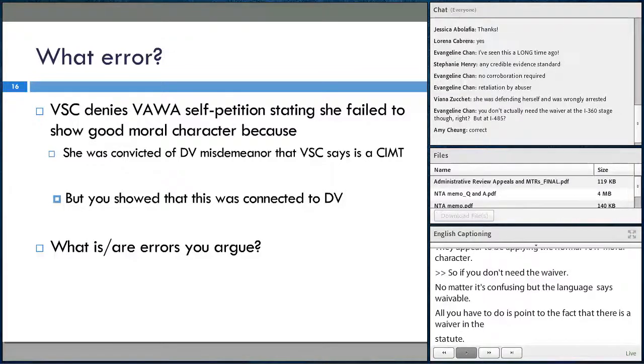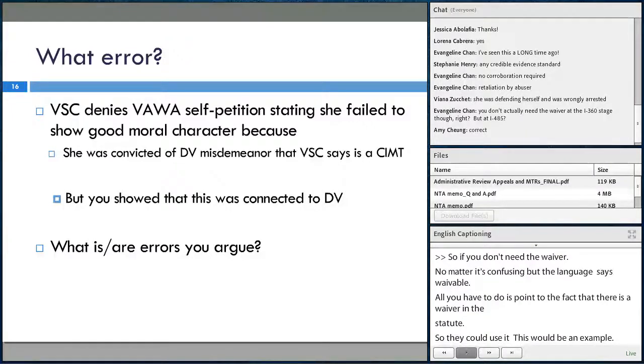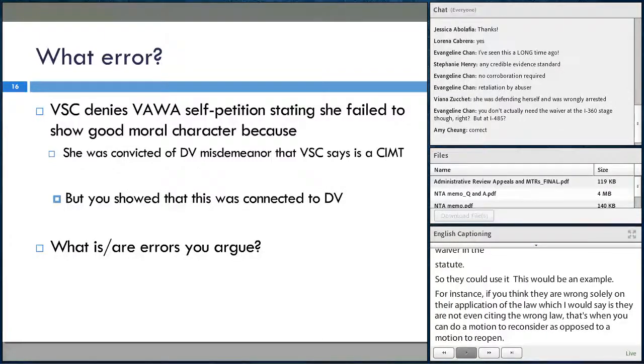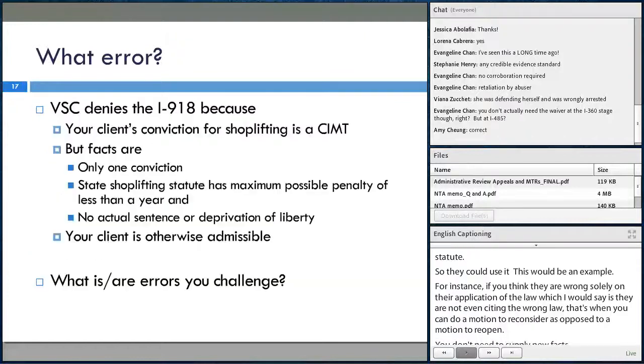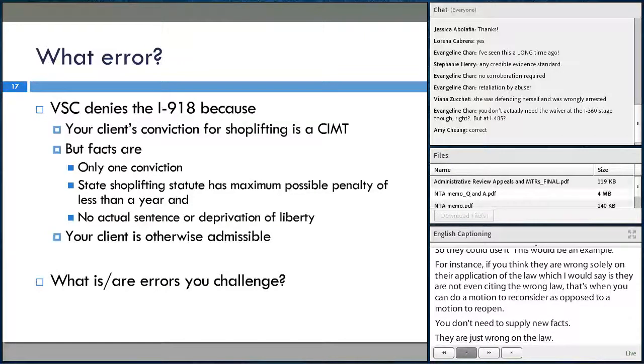For instance, if you think they're wrong solely on their application of the law, which I would say is they're not even citing the wrong law, that's when you could do a motion to reconsider as opposed to a motion to reopen. Because you don't need to supply new facts. They're just wrong on the law. And they need to reconsider their inaccurate evaluation of the law. Okay.